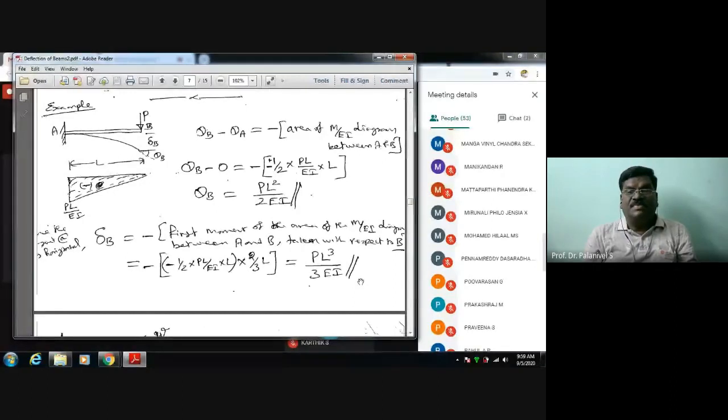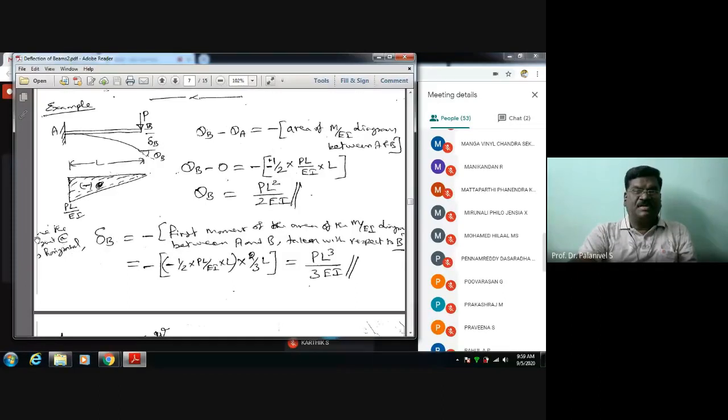Here we have applied the principle of the first moment of area theorem. The vertical offset here is nothing but del B. The vertical offset of point B on the deflection curve from the tangent at A. The tangent at A is horizontal. That is why the vertical offset here is nothing but del B.